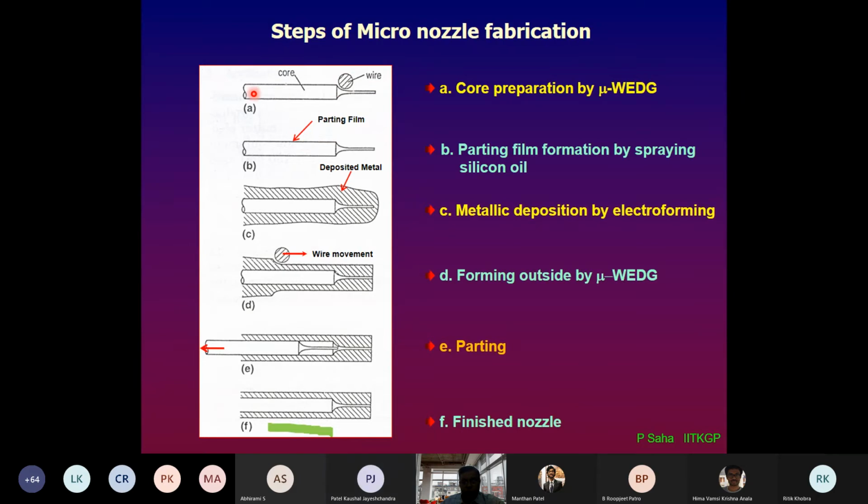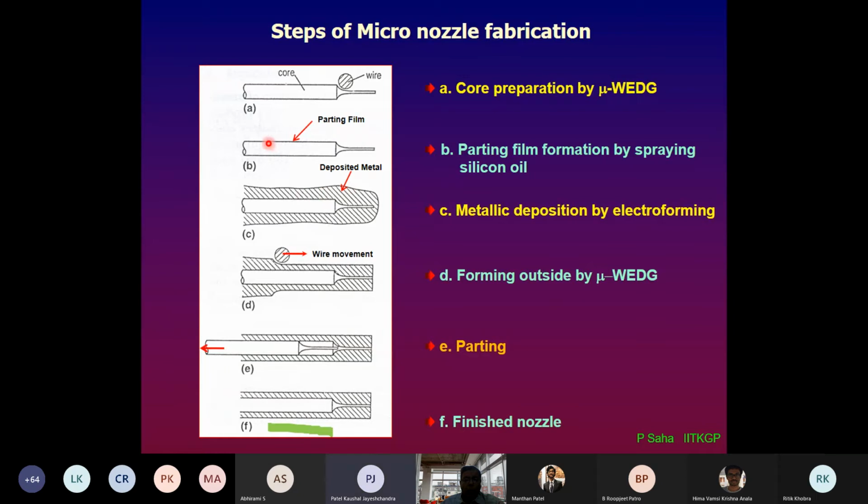This is a metallic component. Now here, you have to create a very thin parting film, so that something separates from its surroundings. What do I do? I spray silicone oil all around it once we have created this form. Okay. Now, having sprayed and created the parting film, what do I do?